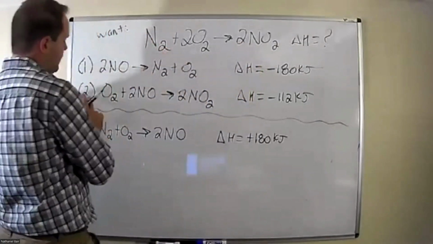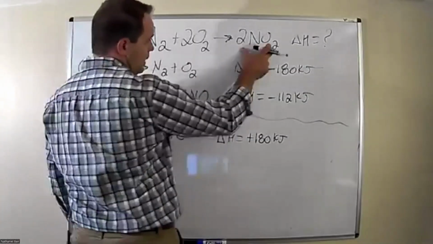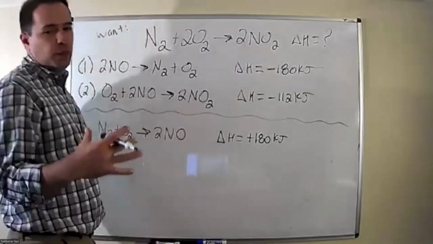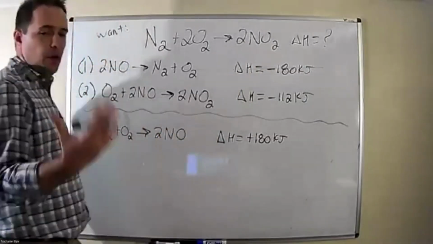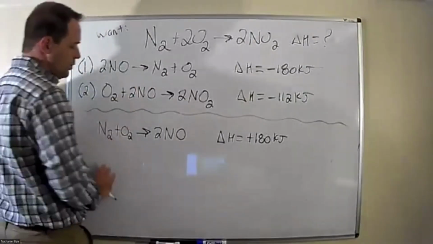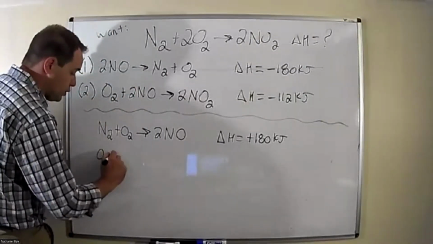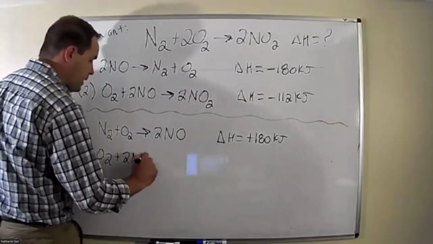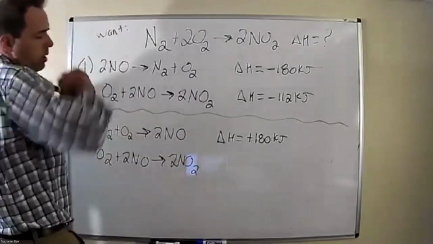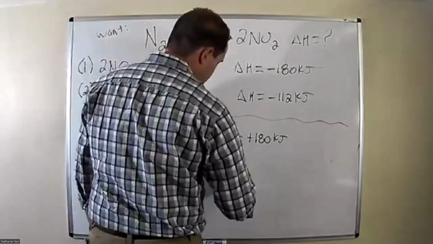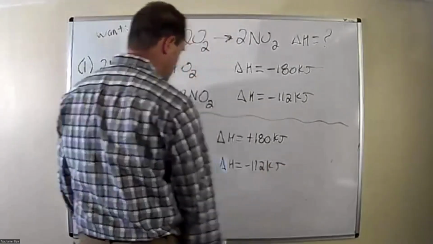So we're going to move on to the two NO2s. We're going to look, and the second reaction has NO2. It has two of them, and they're on the product side. It is perfect just the way it is. It's on the right side. I got the right number of them. I don't need to multiply anything. So we're just going to reuse reaction 2 exactly the way it is. So O2 plus 2NO goes to 2NO2. I didn't do anything to the reaction, so the enthalpy is still a negative 112 kilojoules.